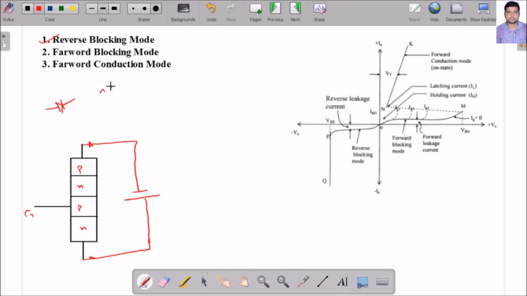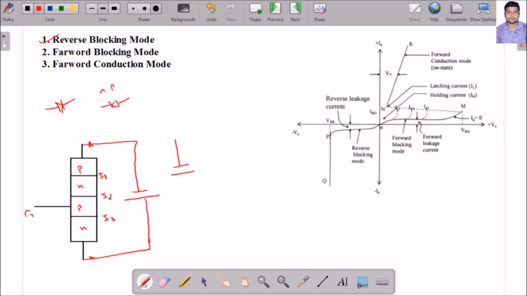Suppose I am talking about NP, then how will the symbol be? The symbol will be like this. This is P and this is N. In this way, suppose this is junction J1, this is junction J2 and this is junction J3. Junction J1 can be represented by one diode, junction J2 by one diode, and junction J3 by one diode.